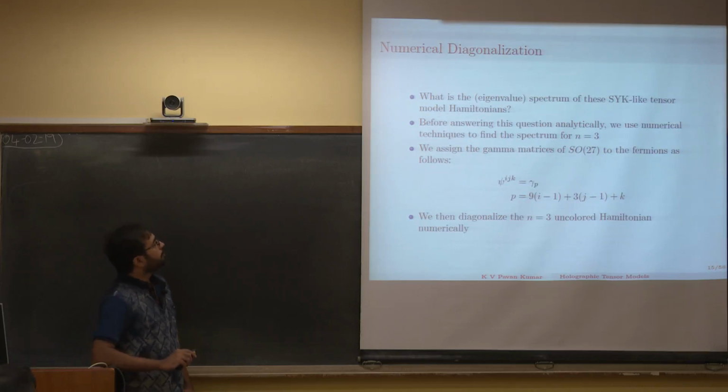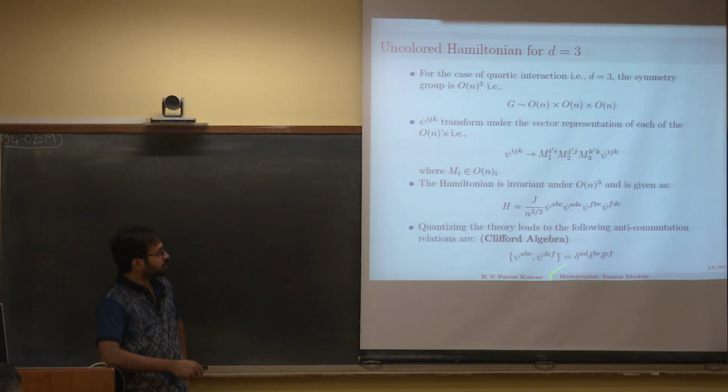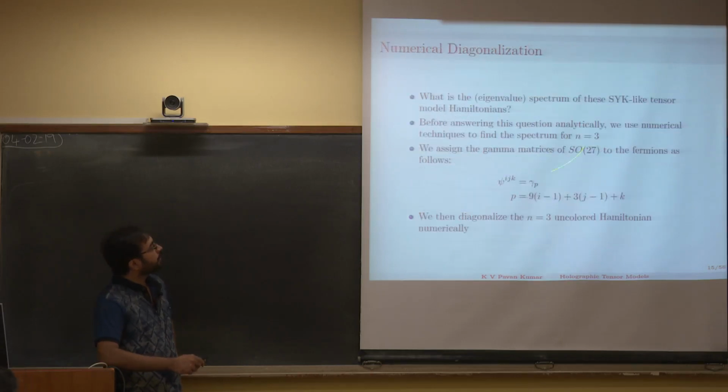Before asking about the spectrum of SYK-like tensor models analytically, we first answer this question numerically, for n equal to 3, which implies capital N equal to 27. Because this size satisfies the Clifford algebra, instead of working with the fermionic fields, we can always work with the gamma matrices.